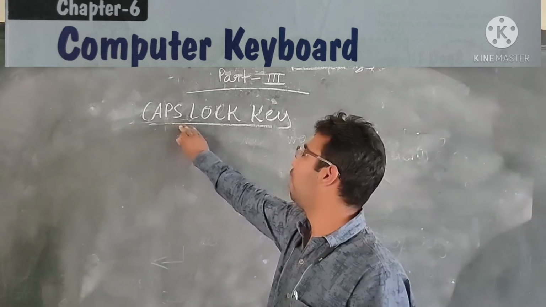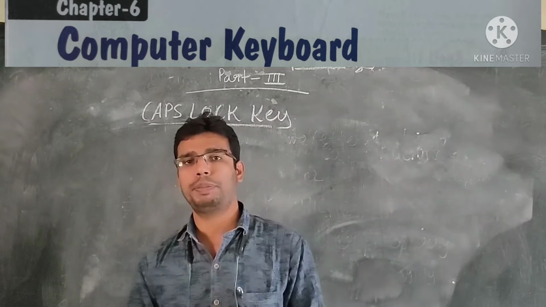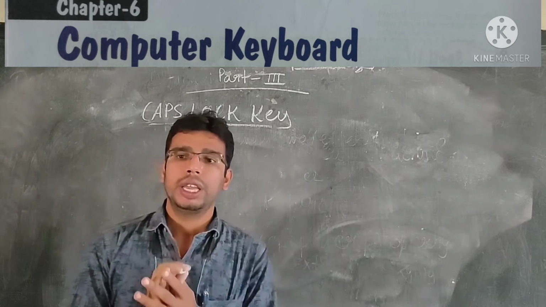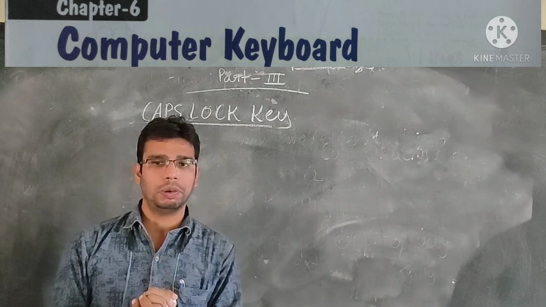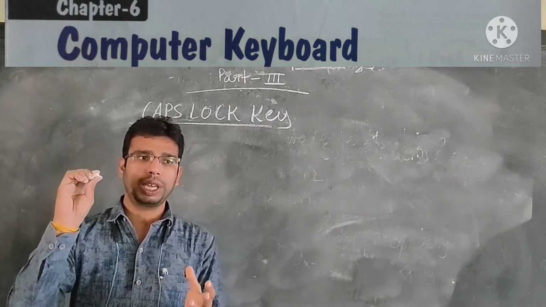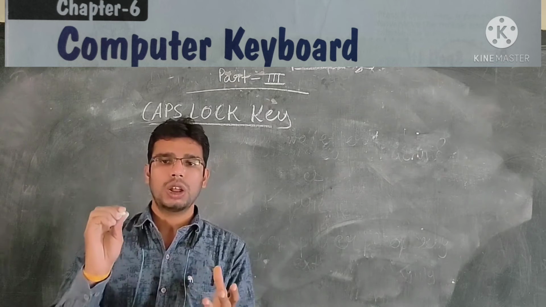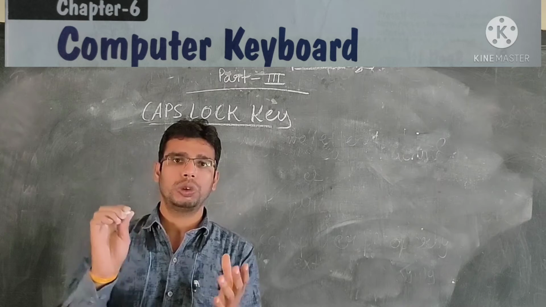Now, let us see caps lock key. Caps lock key is used to type in capital letters. When we press the caps lock key, it turns on and a green light appears on the keyboard. When the caps lock key is on, we can type in capital letters. To turn off the caps lock key, press it again. Let me show you on the keyboard.